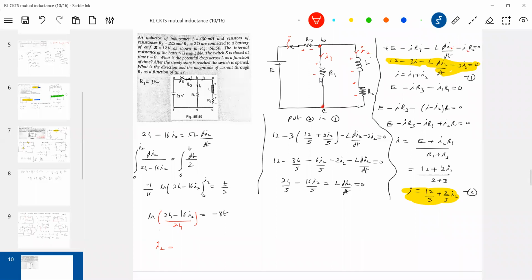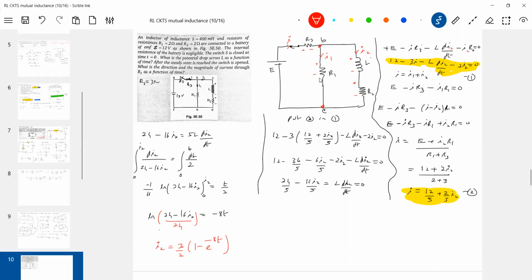So the final value will be 1 minus 16 by 4, 3 by 2 into 1 minus e to the power of minus 8. Anyone? 3 by 2 into, 3 by 2 bracket 1 minus e power minus 8t. Yes sir. Okay.